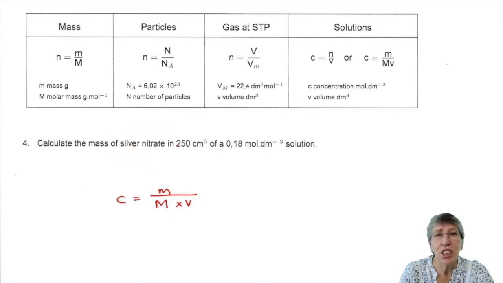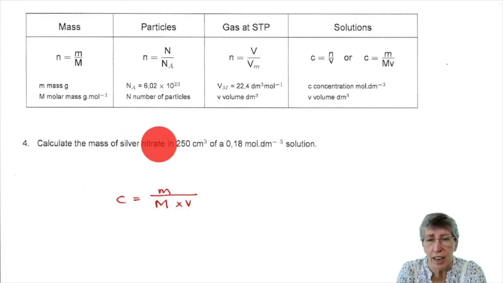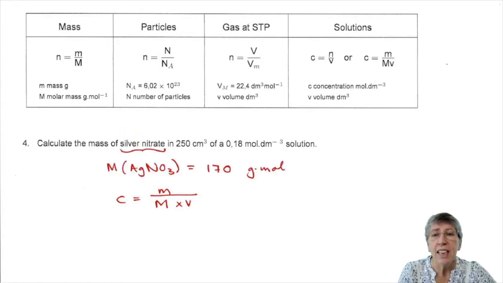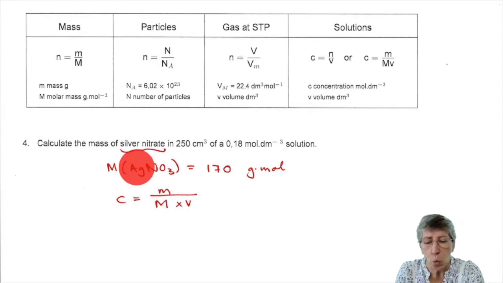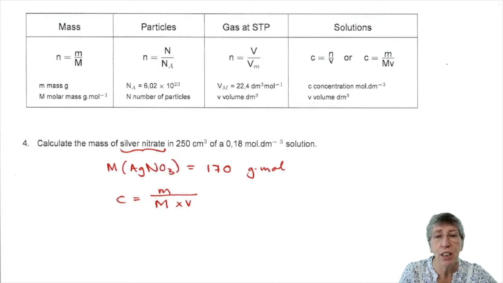Now guys, you need to revise your table of ions because you need to be able to write the formula of any compound that they give you. So here, silver nitrate, you have to know is AgNO3. Silver is 1 plus and nitrate is 1 minus, and they will combine to give you silver nitrate, and then you can work out the molar mass. And then the rest is just substitution.